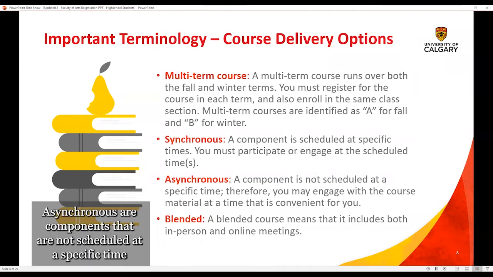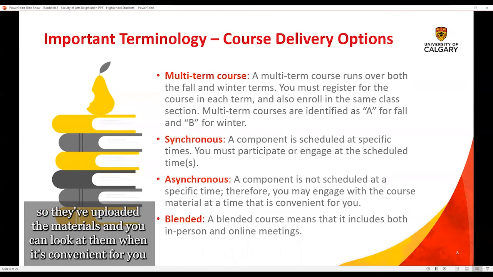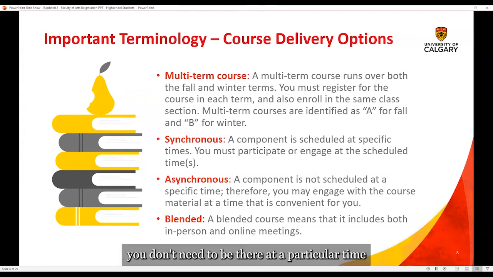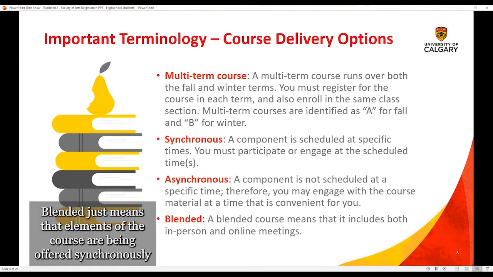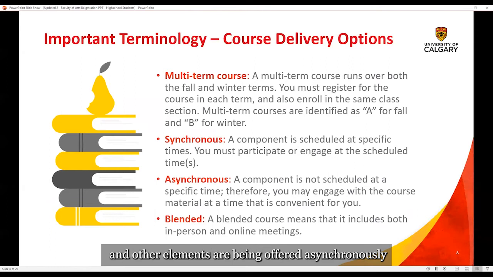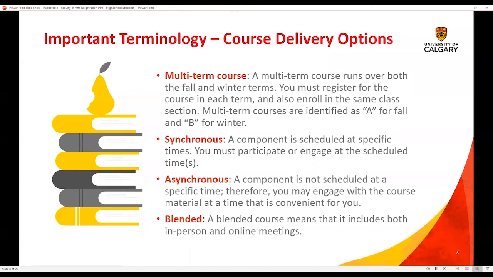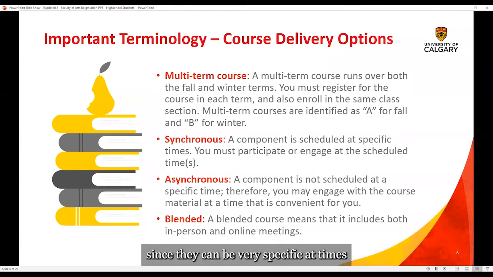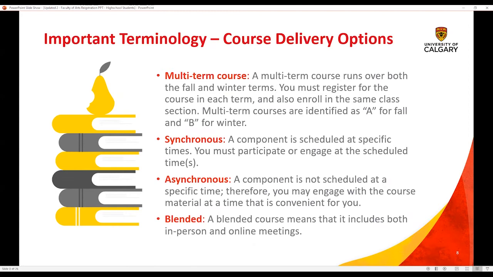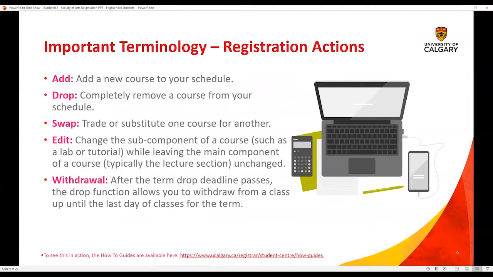Asynchronous are components that are not scheduled at a specific time. So they've uploaded the materials or whatever, and you can look at them when it's convenient for you. You don't need to be there at a particular time. And then blended just means that elements of the course are being offered synchronously and other elements are being offered asynchronously. And that will be detailed in the course outlines for the particular course, since they can be very specific at times.